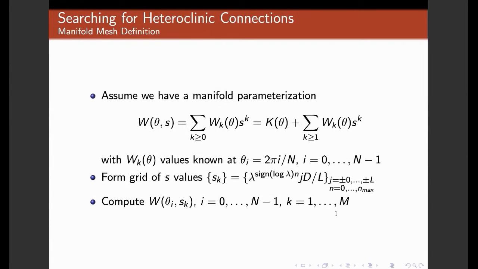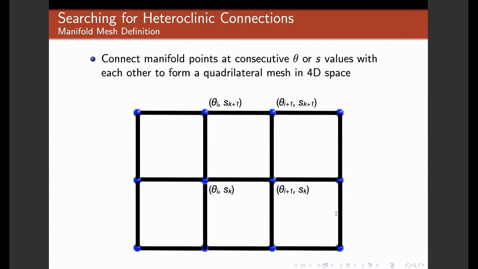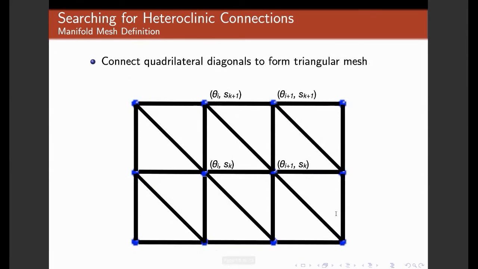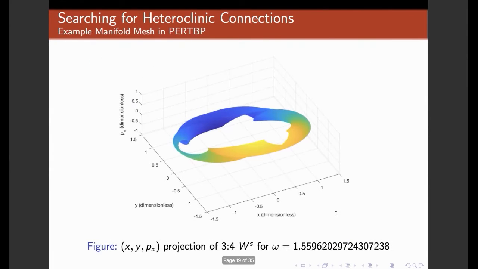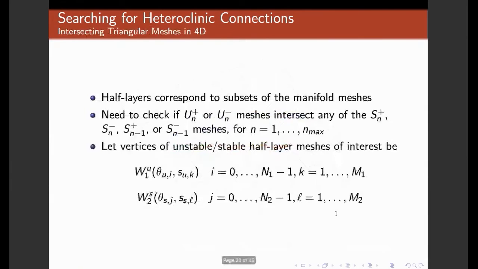After that, to discretize the manifolds themselves, we essentially form meshes. So let's say we have the parameterization. We compute W of theta and S at a grid of theta and S values, say theta sub i and S sub k, for some discrete equally spaced grid of thetas and possibly unequally spaced grid of S. Then you connect consecutive theta and consecutive S values to form a grid representation of the manifold, a quadrilateral mesh, and then you can connect diagonals to form a triangular mesh. And this is what one of these meshes looks like.